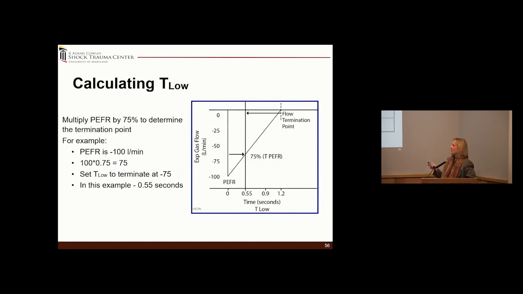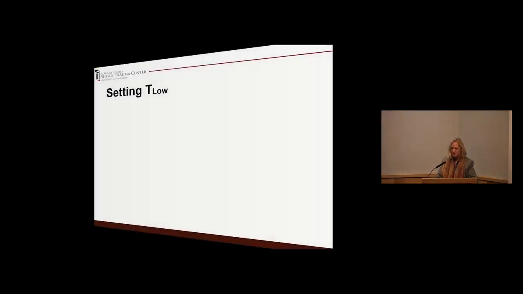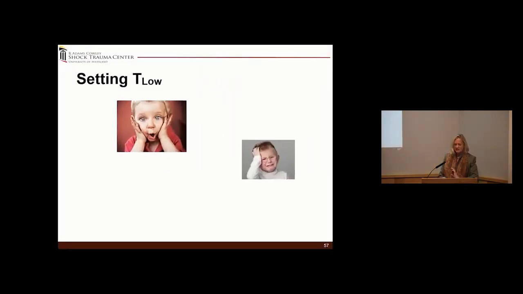So how do we calculate the T-low? Again, an easy formula. The peak expiratory flow rate in this example is minus 100 liters. So we're going to take that and multiply it by 0.75. Our goal is to find the T-low terminating at 75 liters. So right here, it's a little high there on the diagram, and so that's where we want to set the T-low to 75% of that number. So that is clear, I'm sure, to everybody.